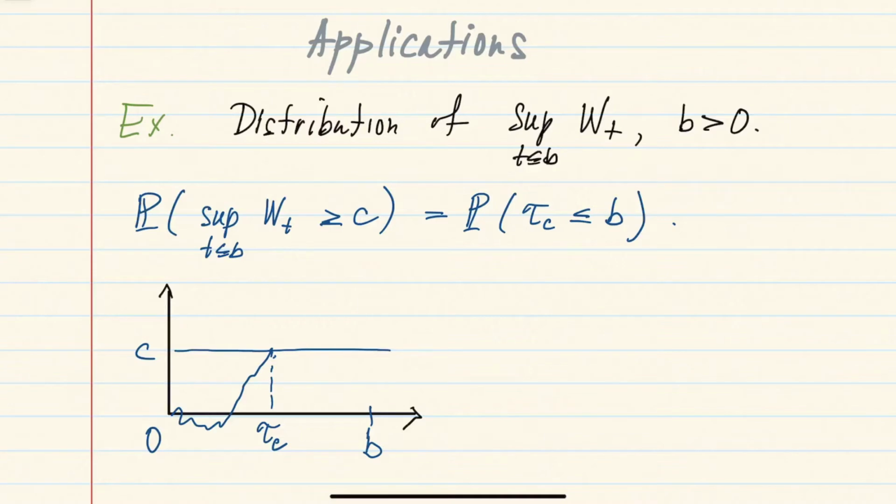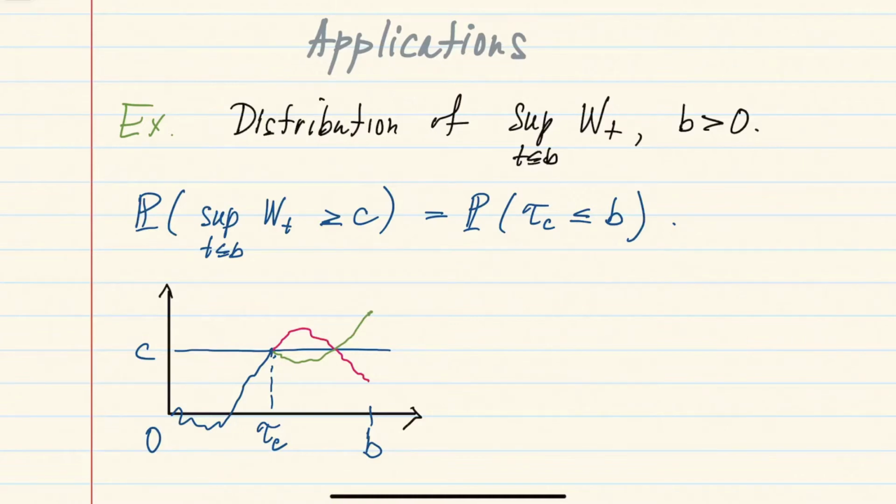Okay, so one possibility is that your process at time b ends below level C. And we'll use the reflection principle to consider also the possibility that if you reflect this around level C, you end up above level C. And we'll appeal to the reflection principle to say that these two probabilities are equal.